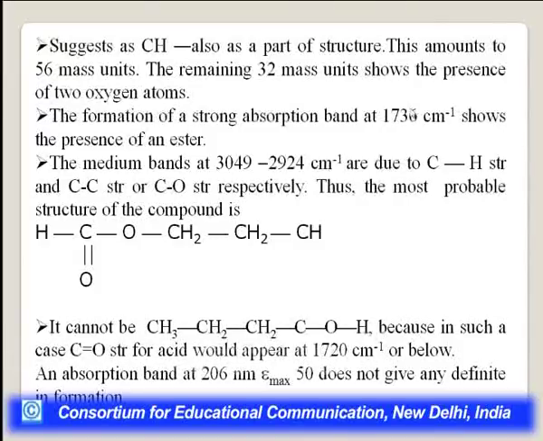However, we observed higher values. An absorption band at this and this will not give any definite information, but from this value we can conclude that the probable structure must be this, not this, because of the downfield value.